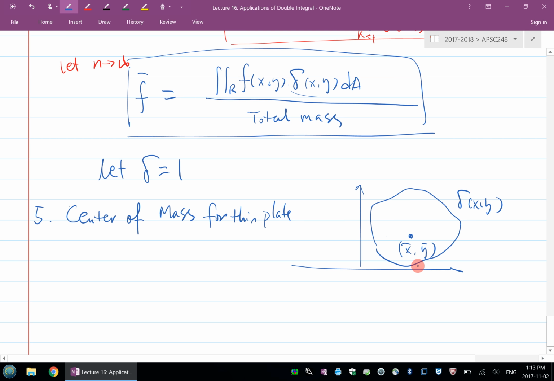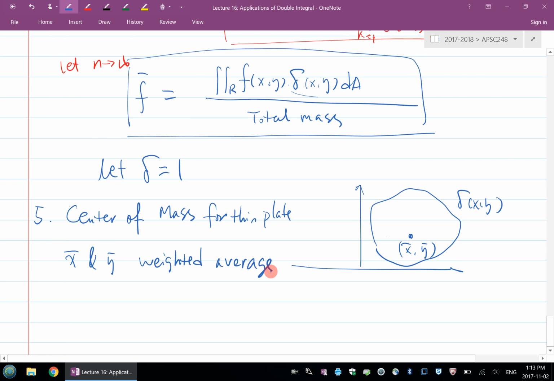It's not just the average of the x coordinates and y coordinates. It's a weighted average in the sense of mass here. How heavy it is in this direction as you go along x and then along y. So your x bar and y bar is a weighted average concept.